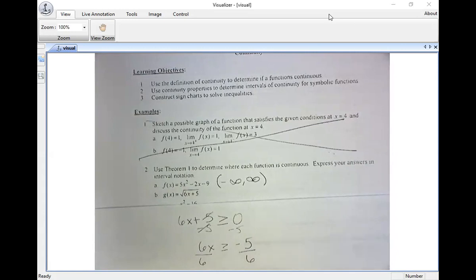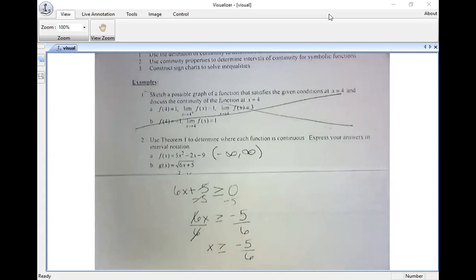Now remember, I can multiply or divide by positives when I have inequality statements. Doesn't change a thing. What's the one thing I got to be careful about? If I multiply or divide by a negative, then I have to reverse the inequality. A greater than will become a less than, and vice versa. So this tells me as long as x is greater than or equal to negative 5/6, that this thing should be continuous. How would you express that in interval notation?